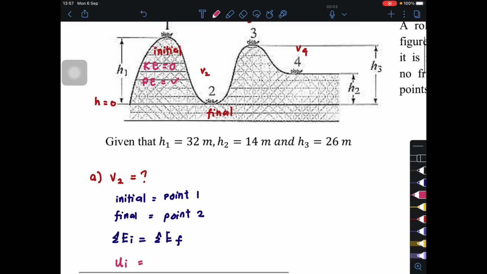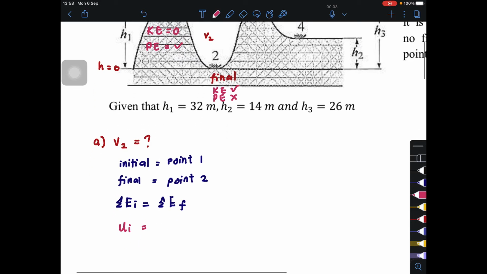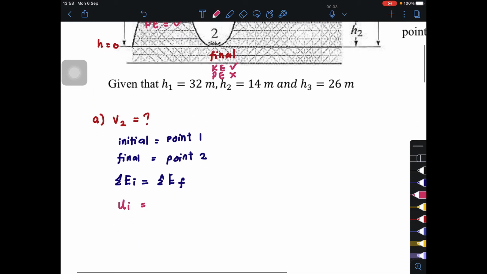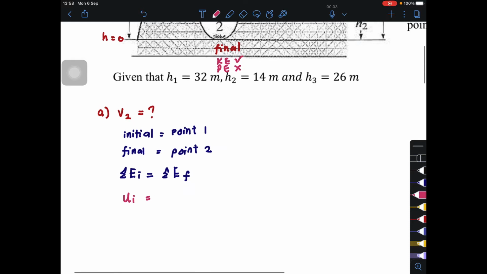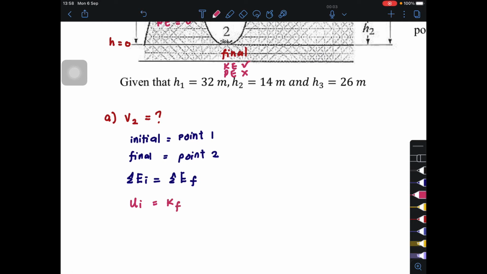So here we do have kinetic energy, but since it is at the position where h is equal to 0, there is no potential energy. So we're left with potential energy initial is equal to kinetic energy final.